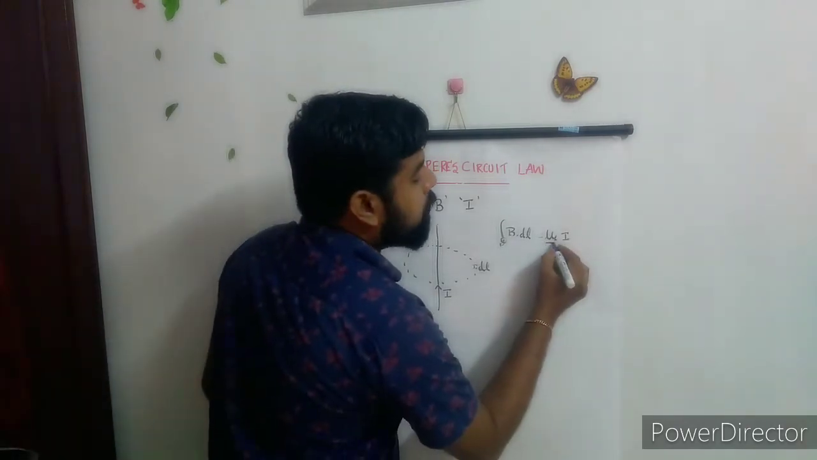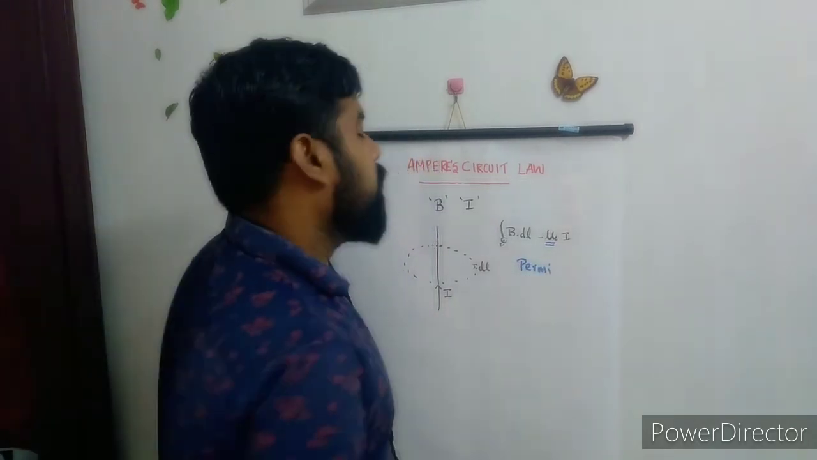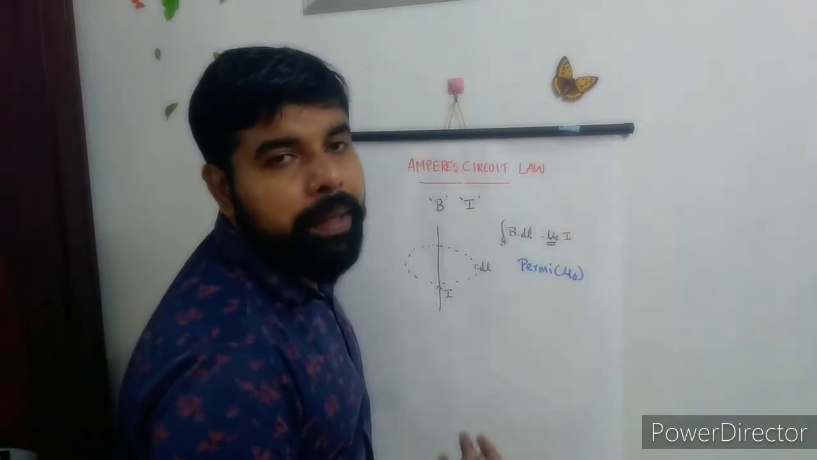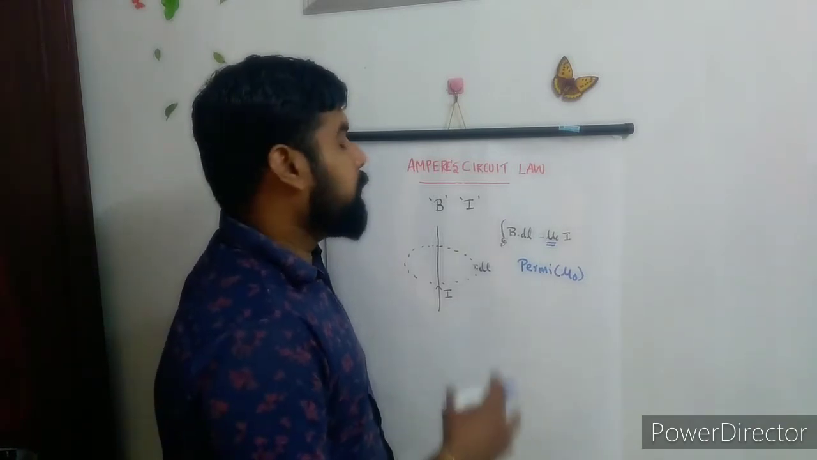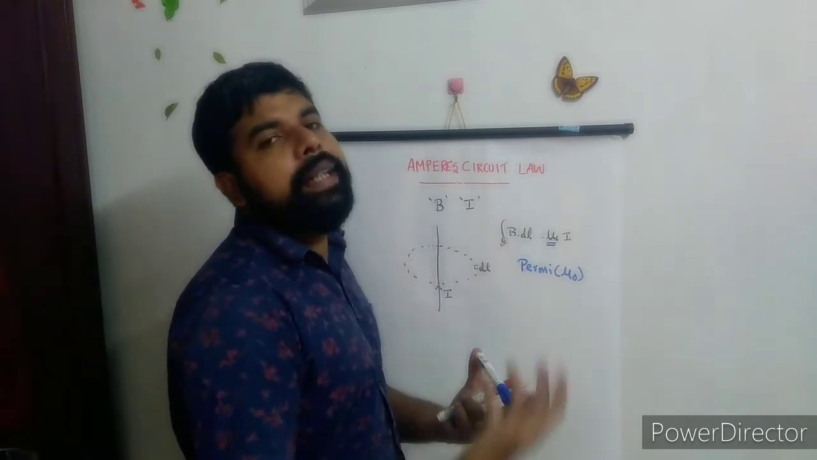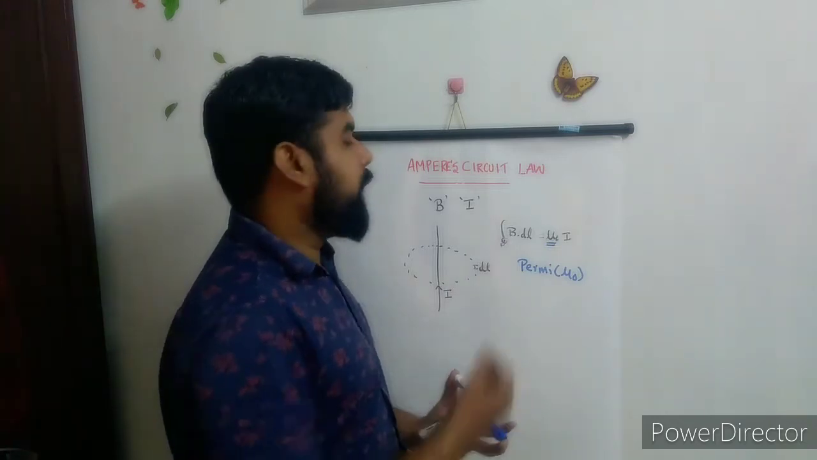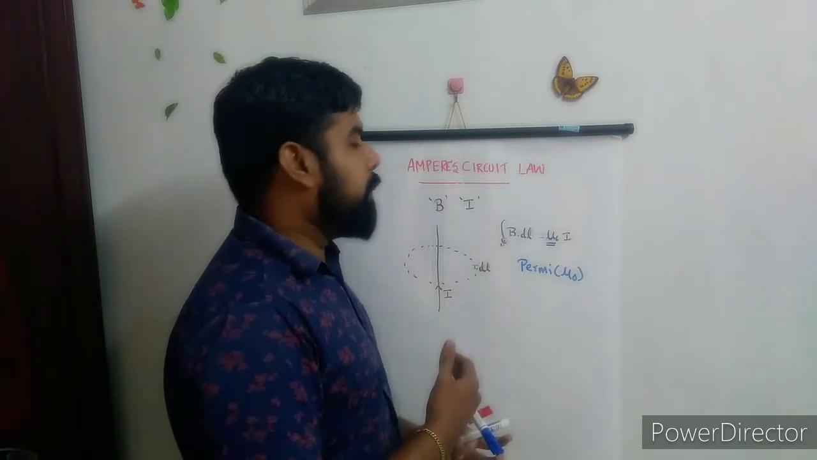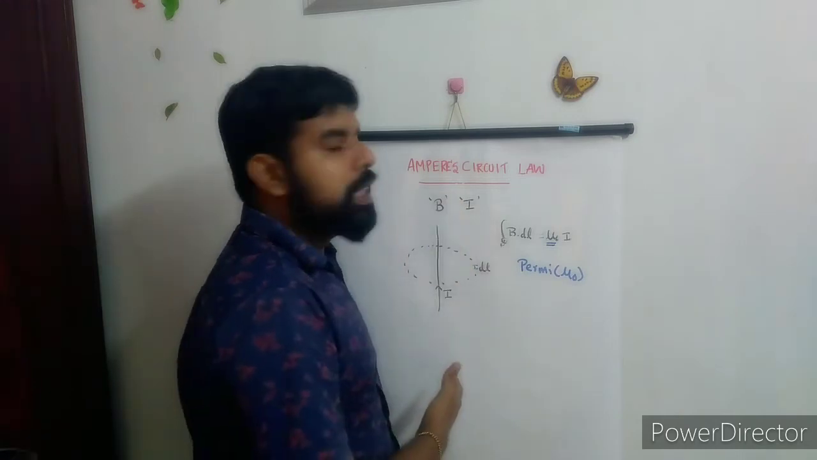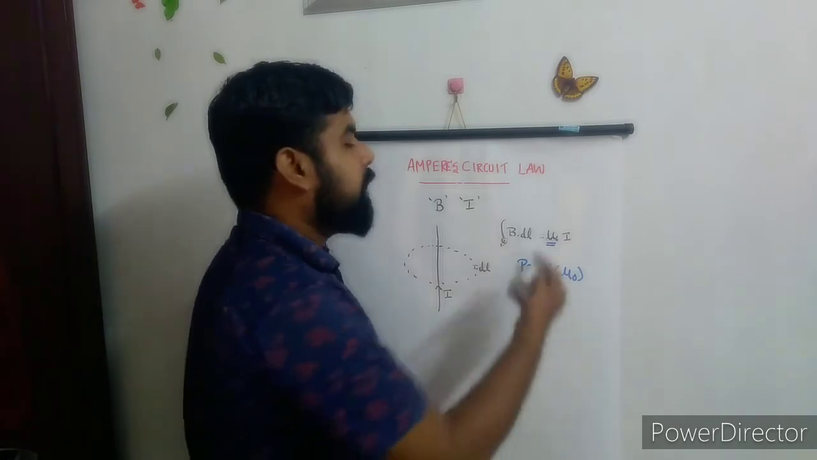So what is mu 0? Mu 0 means the permeability. All media have different permeability values. Permeability is a material property related to how it is magnetized. Air has one permeability, iron has another, aluminum another. So all media have different permeability values. But here we are in free space, so we take the permeability value of free space, that is mu 0.